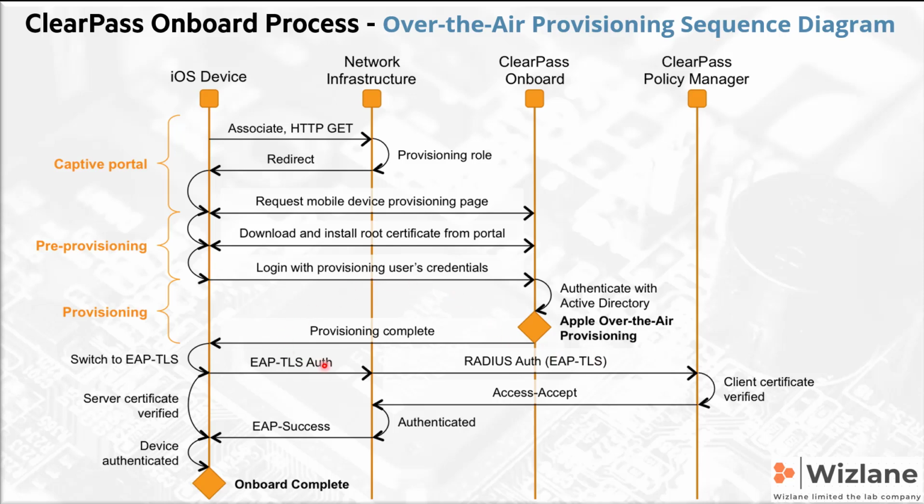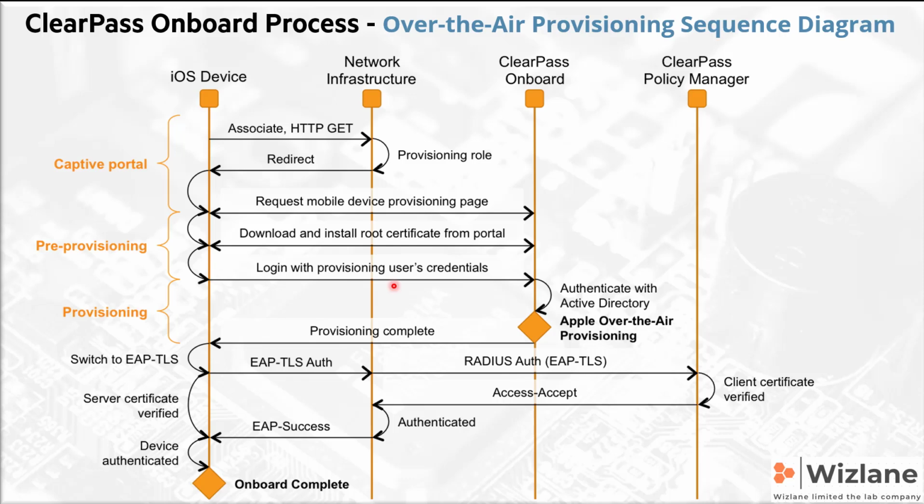So provisioning is completed now, and the device certificate will be deployed. They will be reconnected with EAP-TLS. Of course, they will go to the ClearPass Policy Manager. If everything worked as planned, ClearPass will authenticate them using the certificate. Needless to mention, ClearPass will need to be authenticated as well. So in this case, a certificate is used in both directions, if the onboarding is successfully completed.